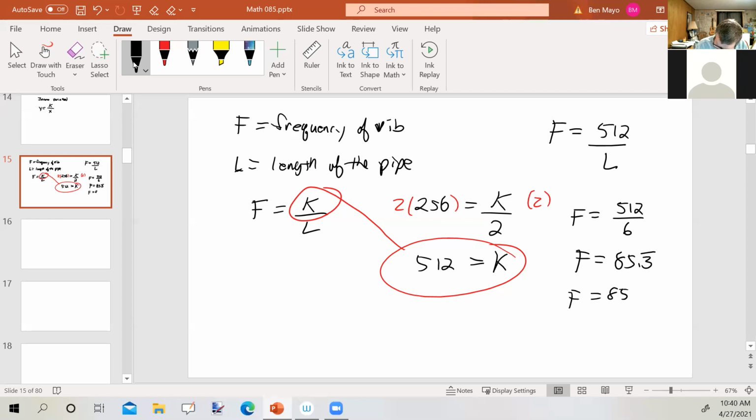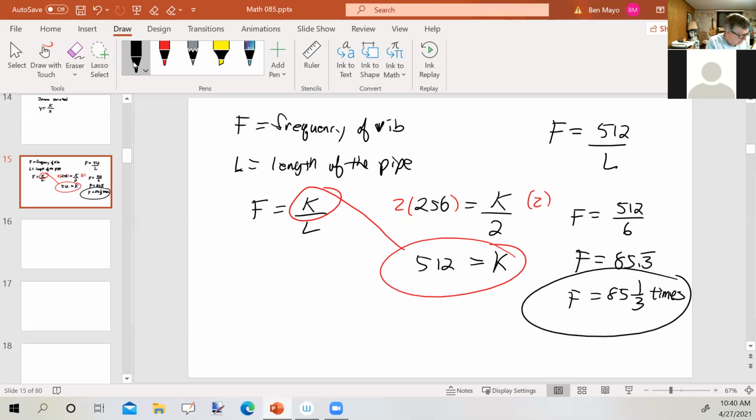Recall that 0.3 repeating is equal to 1/3. Don't round off. If you wrote 85.3, that would not be correct. That 0.3 is repeating, so I'm going to write it as a mixed number there. That is the frequency of vibration of that 6-foot pipe. All right, any questions about that one?